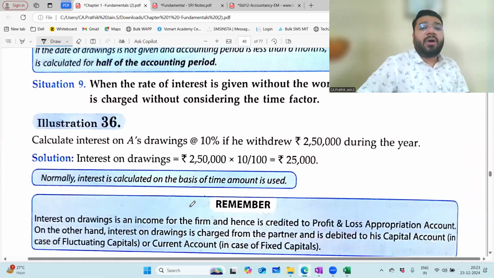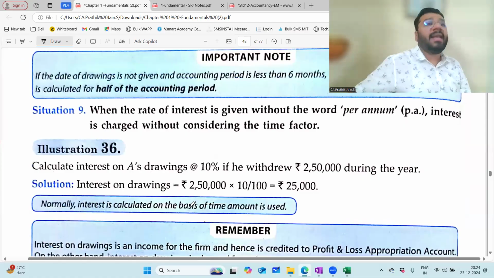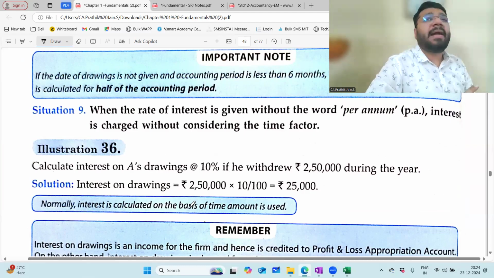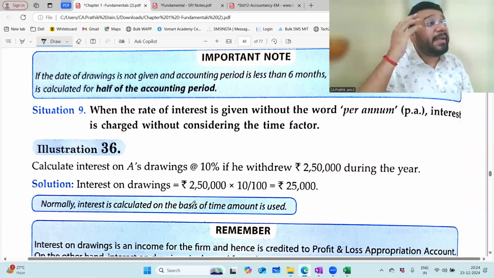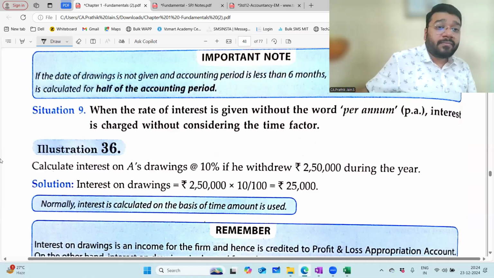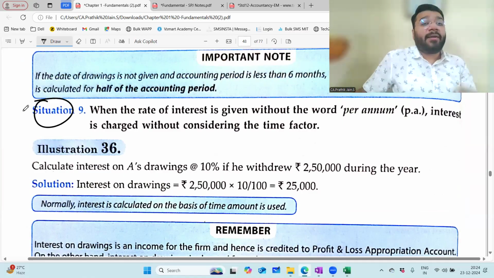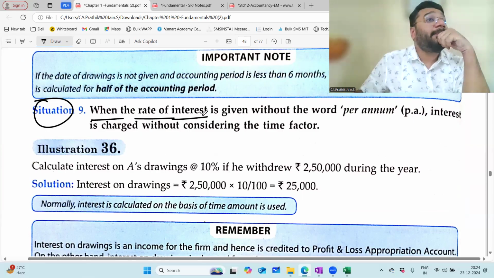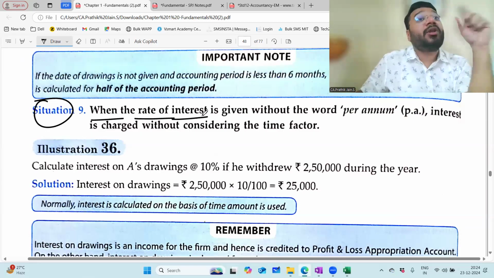Now, the two important concepts which are coming in relation to interest on drawing are very, very important. High chances of this segment being touched. But unfortunately or fortunately, this segment has been ignored by a lot of people. It's a very minute concept where people do not pay attention at all. But high chances of this question coming in the exam. So this is a concept where the rate of interest is given. Now, surprisingly, this concept is applied in your full-fledged question also.